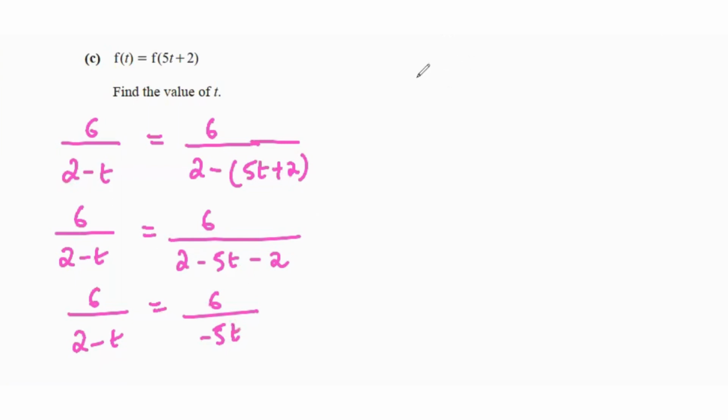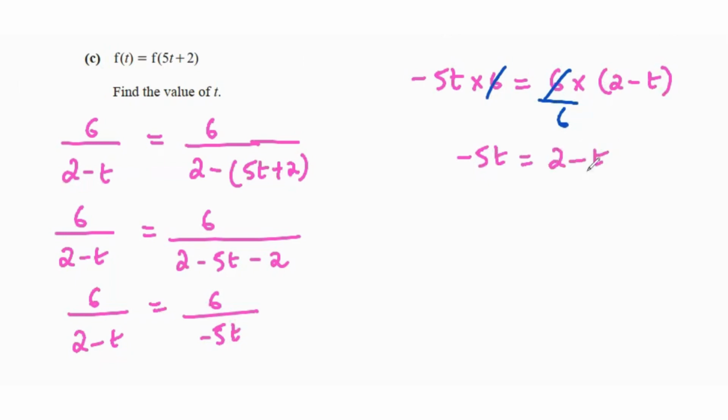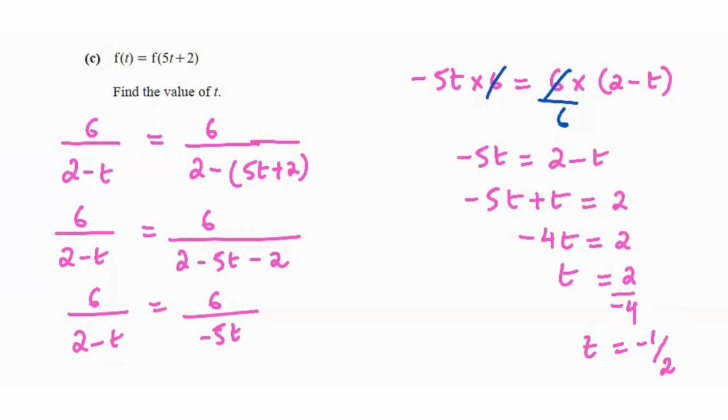Now we cross multiply. So negative 5t times (2 minus t) equal to 6 times... I'm going to cancel out the 6 over here because if we bring the 6 over here, that's going to be 6 divided by 6, and that's 1. So just to make the calculation less time consuming, just cancel out the 6s, and we have negative 5t equals 2 minus t. Collect the t's on one side. Negative 5t plus t equals 2, which is negative 4t. So t is going to be 2 over negative 4, which is negative 1 over 2. That is your value of t.